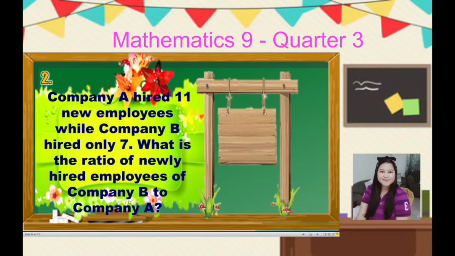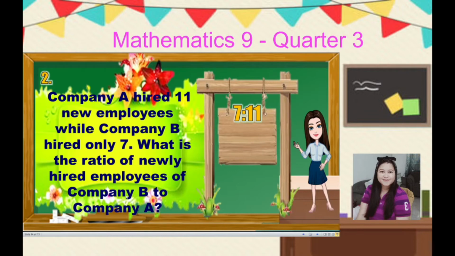So, ang ratio po ng newly hired employees of Company B to Company A is 7 is to 11. So, Company B muna yung una, kaya 7, tas Company A, 11. So, 7 is to 11. So, pag isinulat natin siya into fraction, that is 7 over 11.